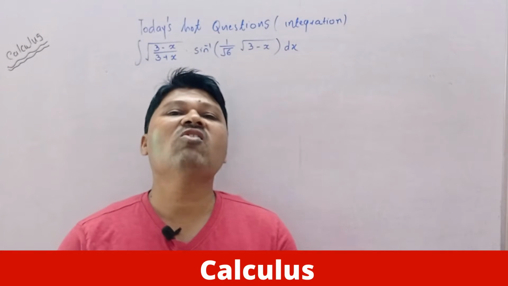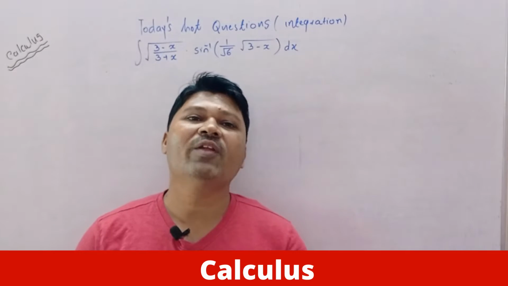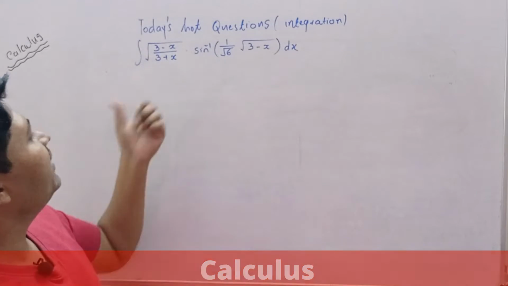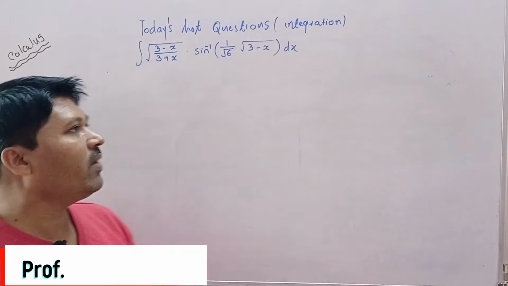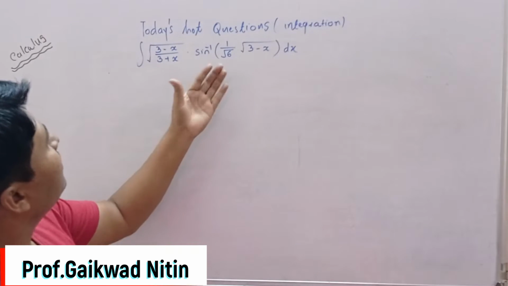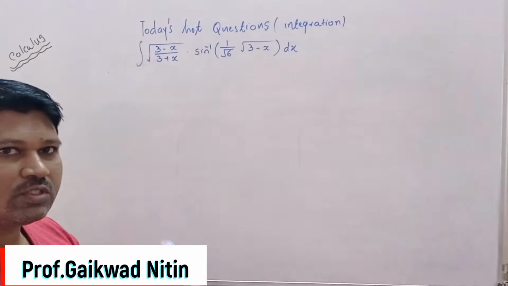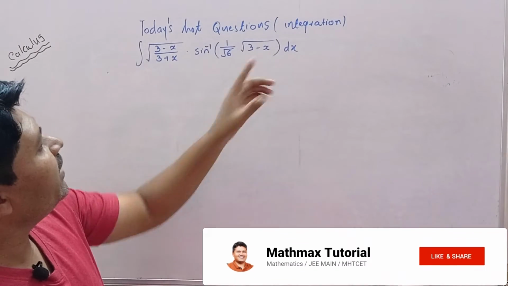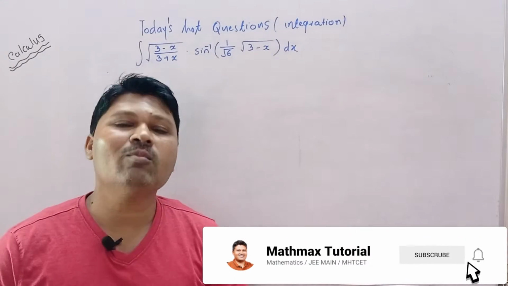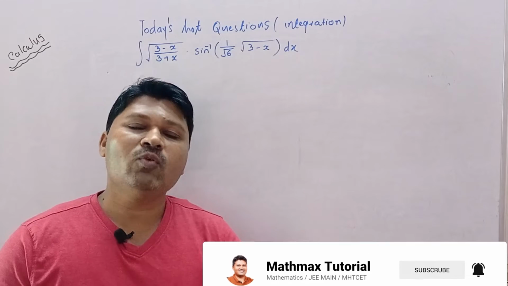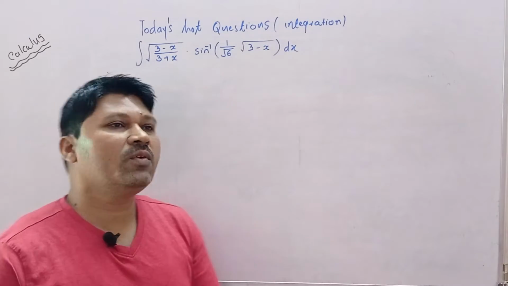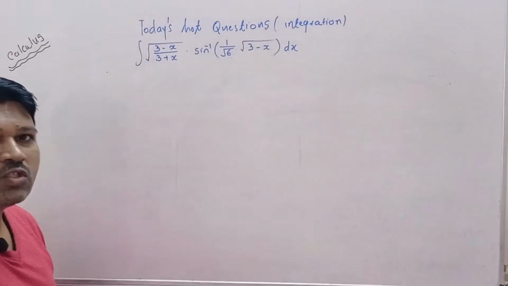Today we have seen hard questions on integration, and today's example is the integration of square root of (3 minus x) divided by (3 plus x), into sine inverse of (1 upon root 6) times the square root of (3 minus x), dx. Which method is suitable for this example? If you want the simple solution, watch the video till the end. Okay, let's start.